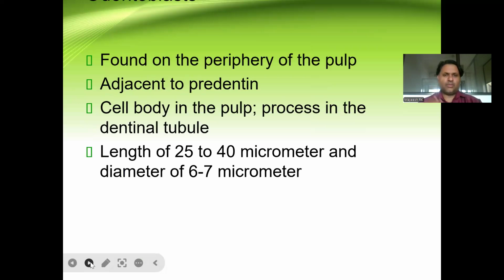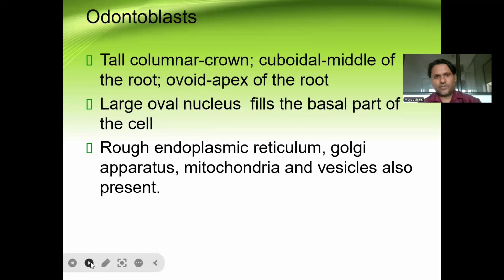Now, we go into each of them. Odontoblasts are found in the periphery of the pulp. They are adjacent to the predentin, with the cell bodies in the pulp and the process in the dental tubule. The length is around 25 to 40 micrometer and the diameter around 6 to 7 micrometer. They are basically tall columnar in the crown, cuboidal in the middle of the root, and around ovoid in the apex of the root.